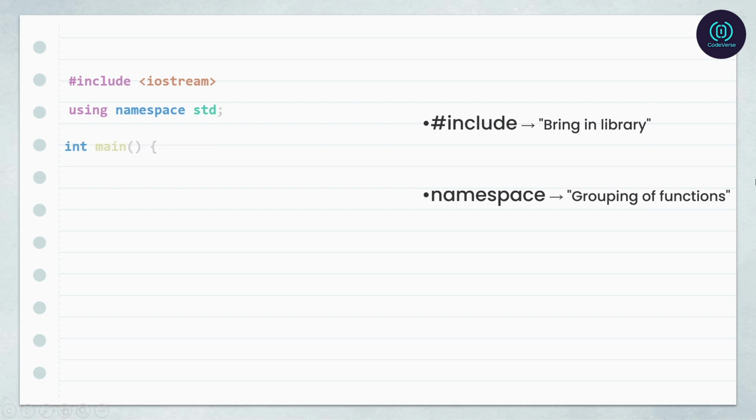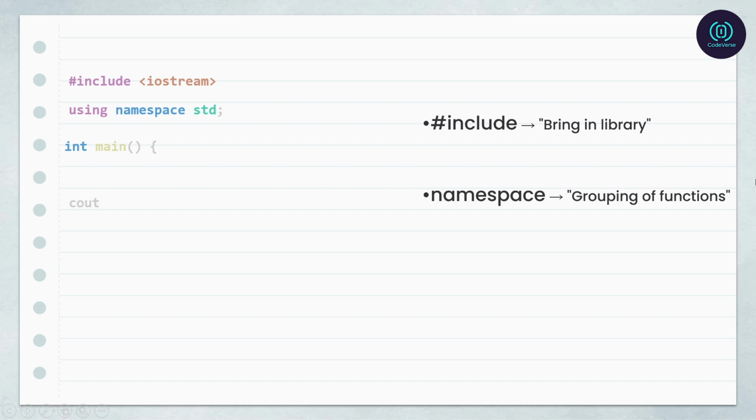This is the entry point of every C++ program. The program starts running from the main function, always. Int means that this function will return an integer. The empty parentheses mean it takes no arguments, for now. Then we open a code block. This tells the compiler, everything inside these curly braces is part of the main function.